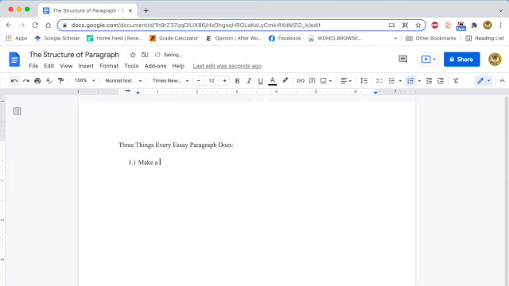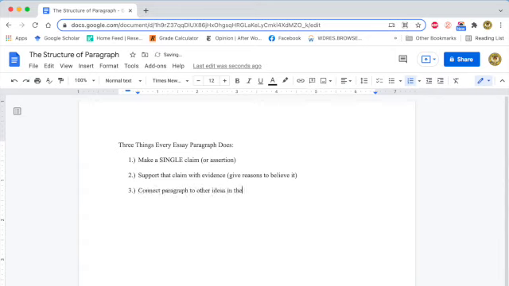First, it has to make a claim. Second, it has to support that claim with evidence. And third, it has to connect the ideas in the paragraph to other ideas in the essay. I'm going to focus primarily here on the first two elements of this, making a claim and supporting that claim.